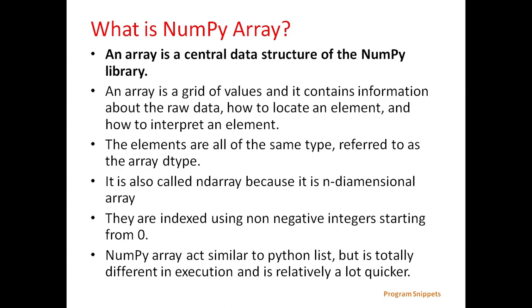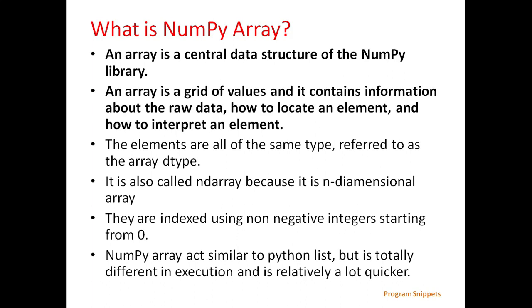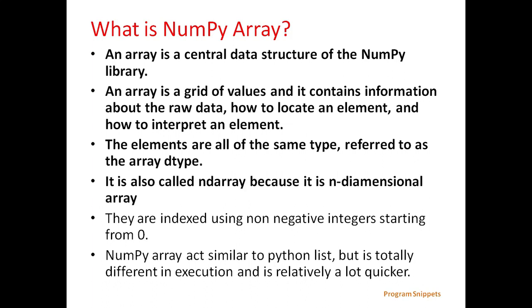An array is a central data structure of the NumPy library. An array is a grid of values and it contains information about the raw data, how to locate an element, and how to interpret an element. The elements are all of the same type, referred to as array dtype. It is also called ndarray because it is an n-dimensional array. They are indexed using non-negative integers starting from 0.